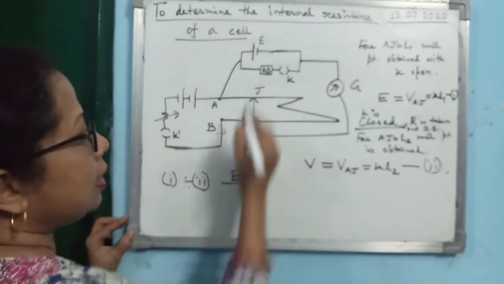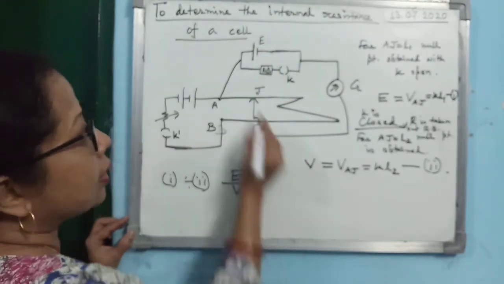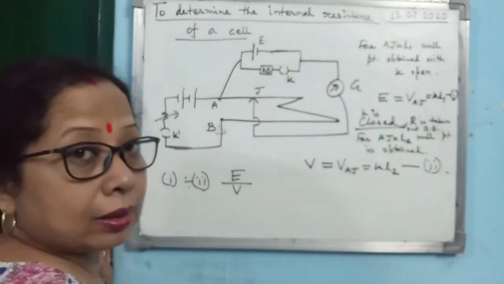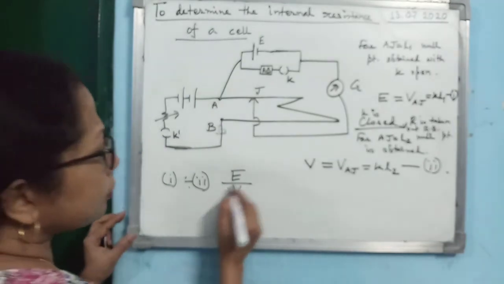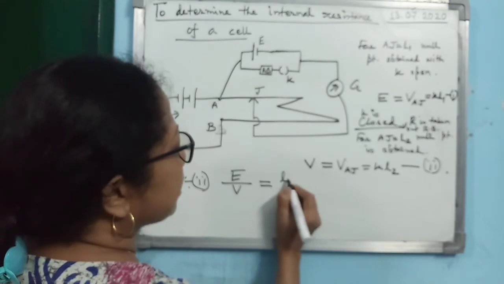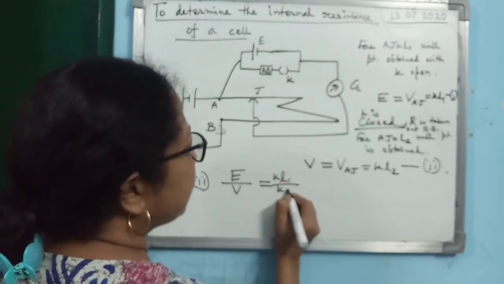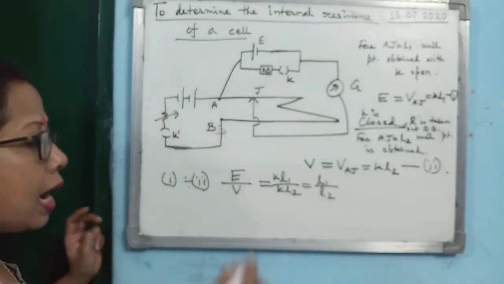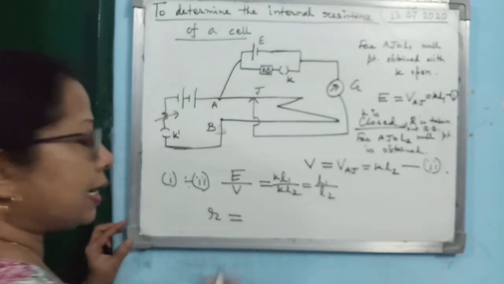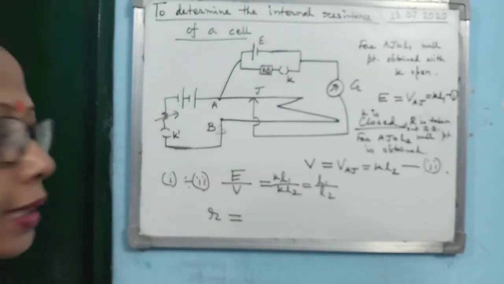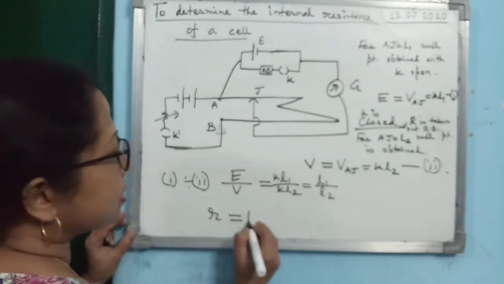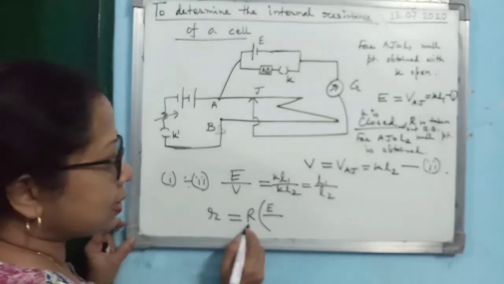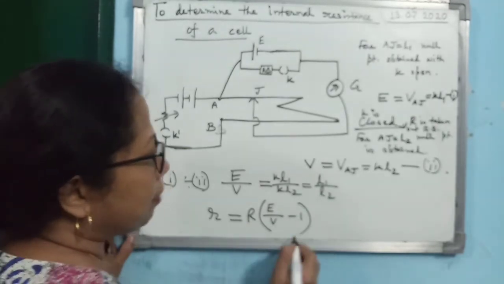EMF of the cell divided by V is what? Terminal PD of the cell. So I hope you can remember the relation: terminal PD of the cell is coming, KL1 by KL2 equal to L1 by L2. Now, we have derived this relation in the earlier discussion that internal resistance of a cell is given by external resistance into E by V minus 1.